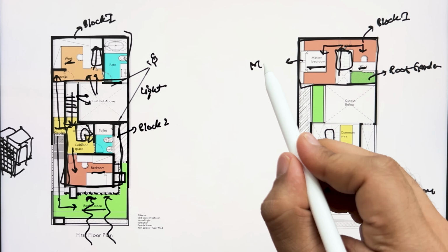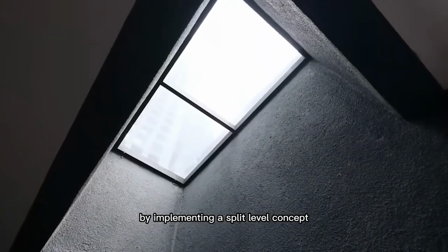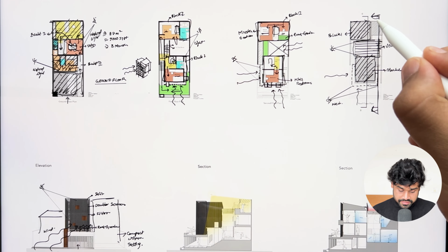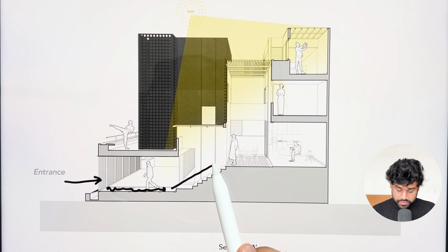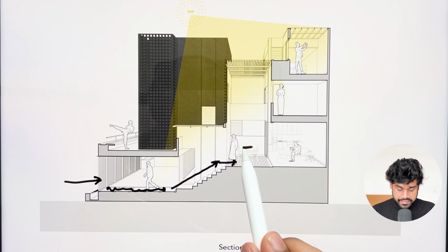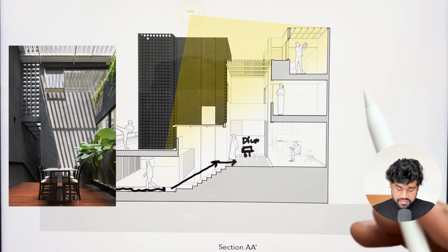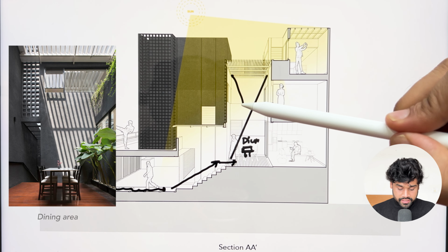So let's try to understand this house with the help of a section. If we cut the section from here, we can see the different levels of the house, and this is the entrance of the house with the stone pavement. From here you go up to the double height cutout, which is the dining area. Natural light enters the house from this cutout, enhancing the microclimate.